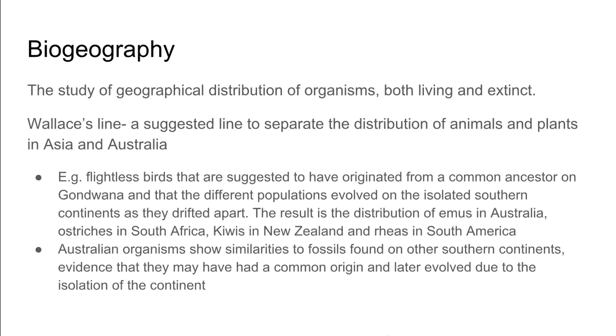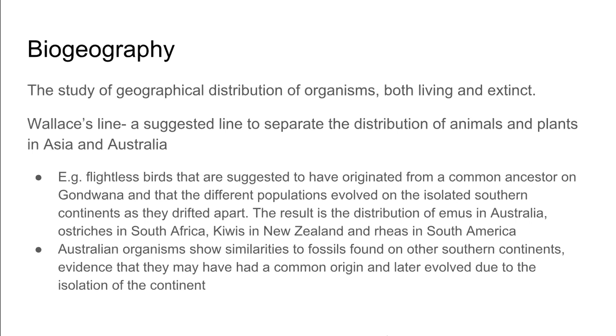Biogeography is the study of the geographical distribution of organisms, and we're able to do that with both living and extinct organisms. Wallace's line is a suggested line that separates the distribution of animals and plants in Asia and Australia. Flightless birds are suggested to have originated from a common ancestor on Gondwana, and the different populations evolved on the isolated southern continents as they drifted apart.